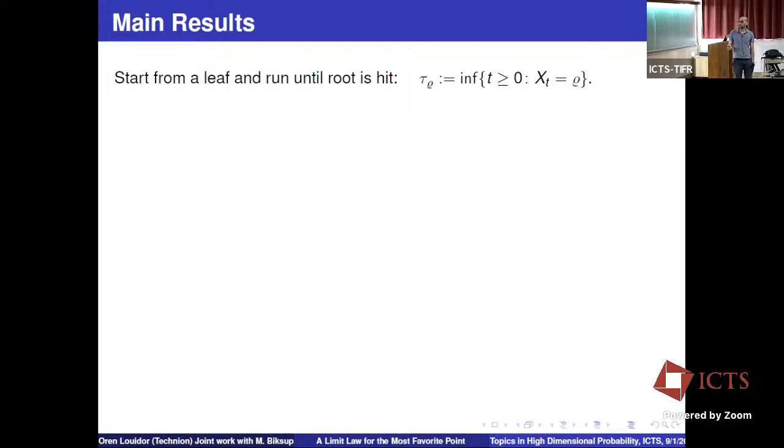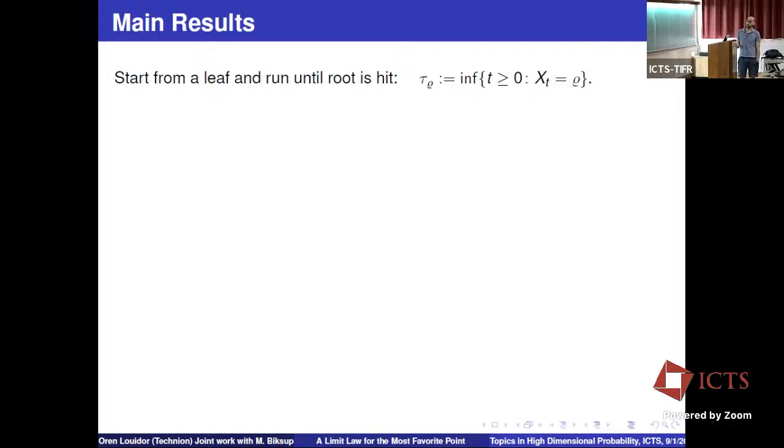But maybe the most canonical one, and I'll explain why it's canonical later, is that you start from one of the leaves, and then you run the walk until the first time it hits the root. Notice that if you think about the height of the walk in this tree, the height is a random walk by itself, and this random walk has a drift towards the leaves. So it will take the walk quite some time, exponential time, to get back to the root. So it's kind of meaningful. And the question is, how does the maximum behave?